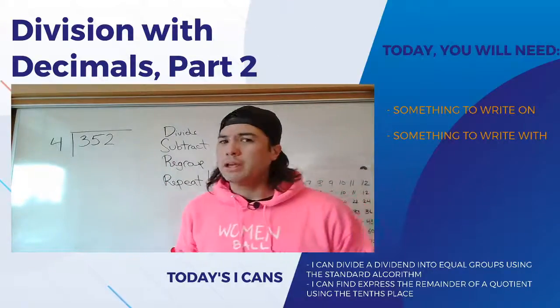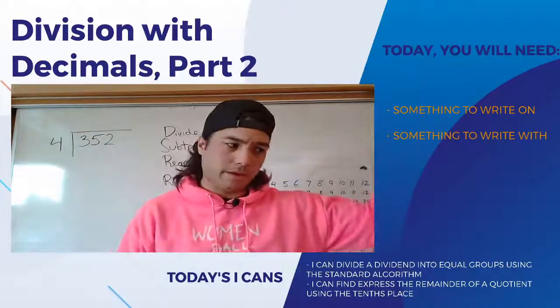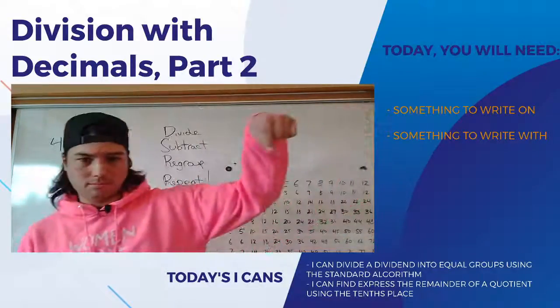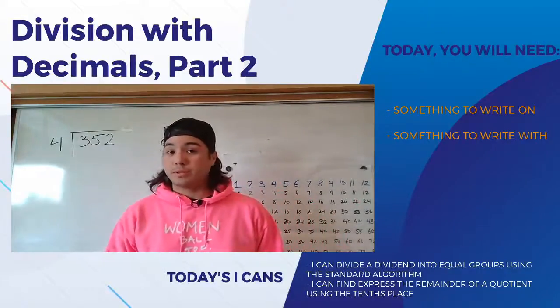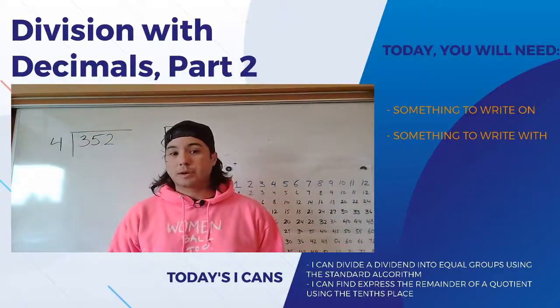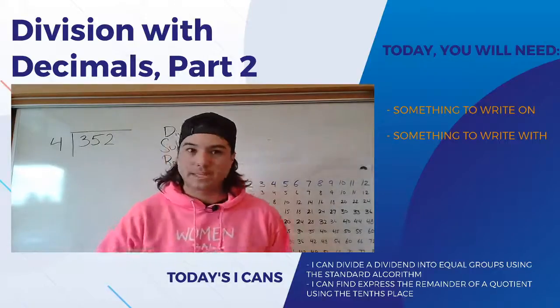Here's what you're going to need: something to write on, something to write with. There are the I cans down there. I can divide a dividend into equal groups using the standard algorithm. I can express the remainder of a quotient using the tenths place.